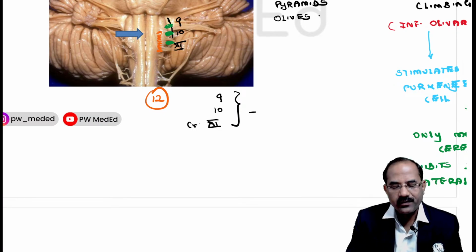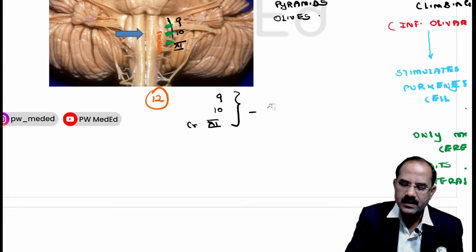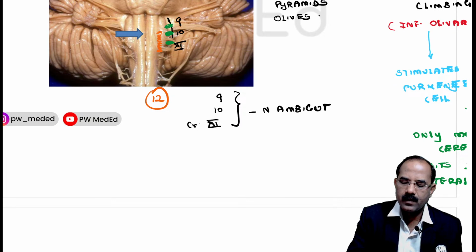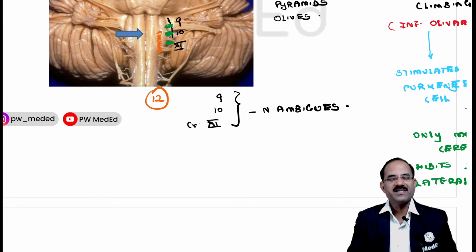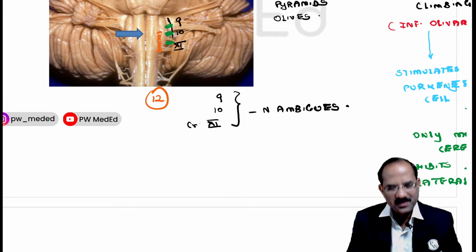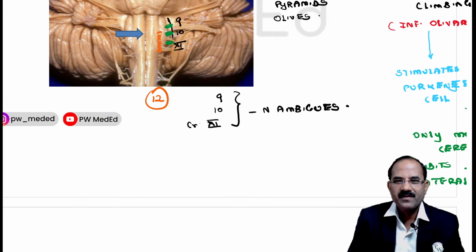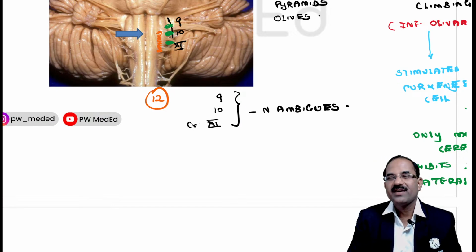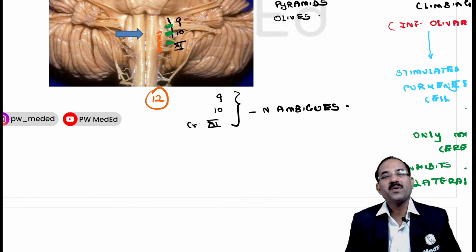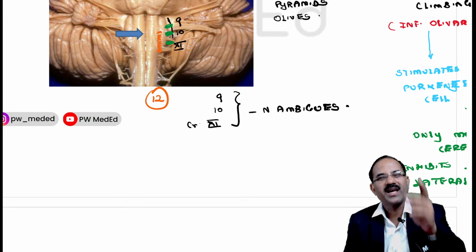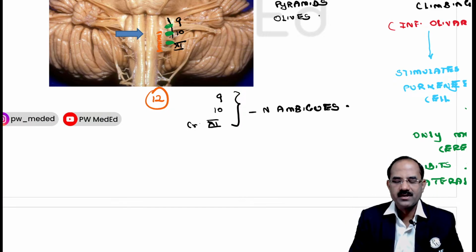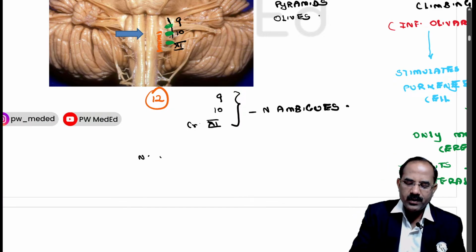The common nucleus for the 9th, 10th, and 11th cranial nerves is the nucleus ambiguus. Nucleus ambiguus, very good. And what does this nucleus ambiguus supply? The muscles of the pharyngeal arches, which are the 3rd, 4th, and 6th. That is nucleus ambiguus. And this nucleus, you said nucleus of tractus solitarius, no?